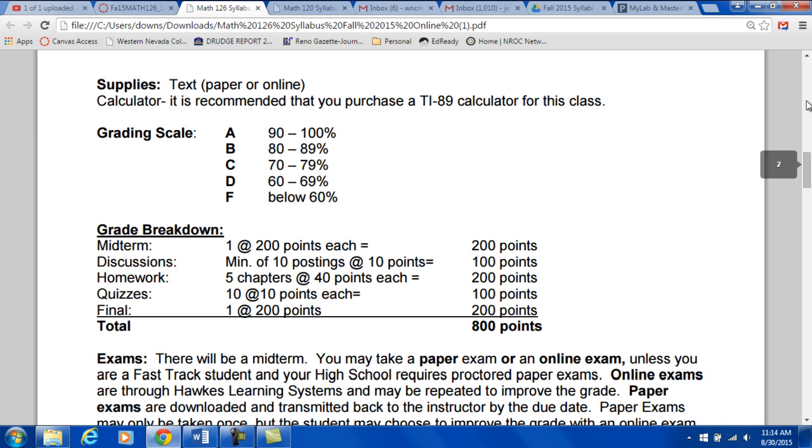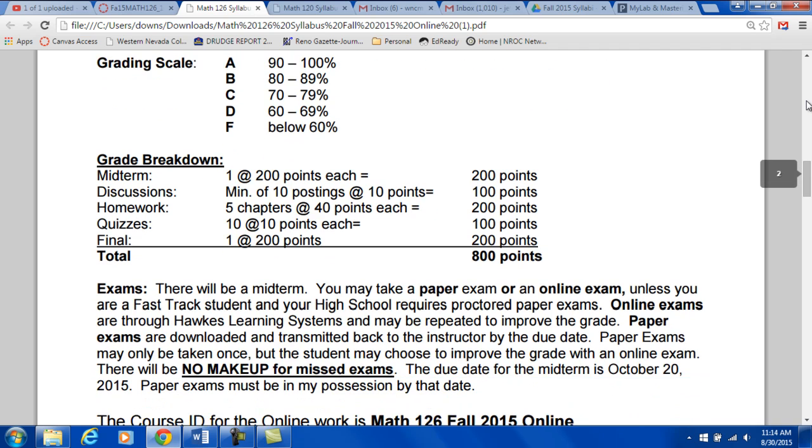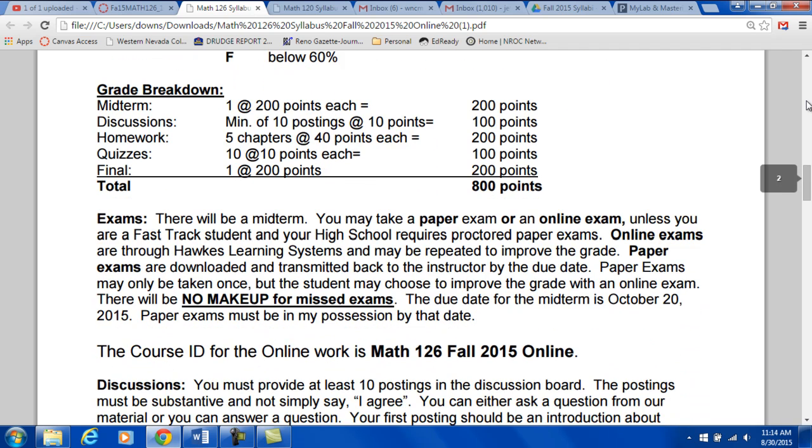Grading scale, A, B, C, D, F, pretty standard grading scale. Grade breakdown, midterm, 1 to 200 points each. Discussions, minimum of 10 discussion postings at 10 points each, and I'll talk about that more in a moment. 5 chapters at 40 points each, that's 200 points. 10 quizzes at 10 points each, 100 points. And 1 final at 200 points for a total of 800 points.